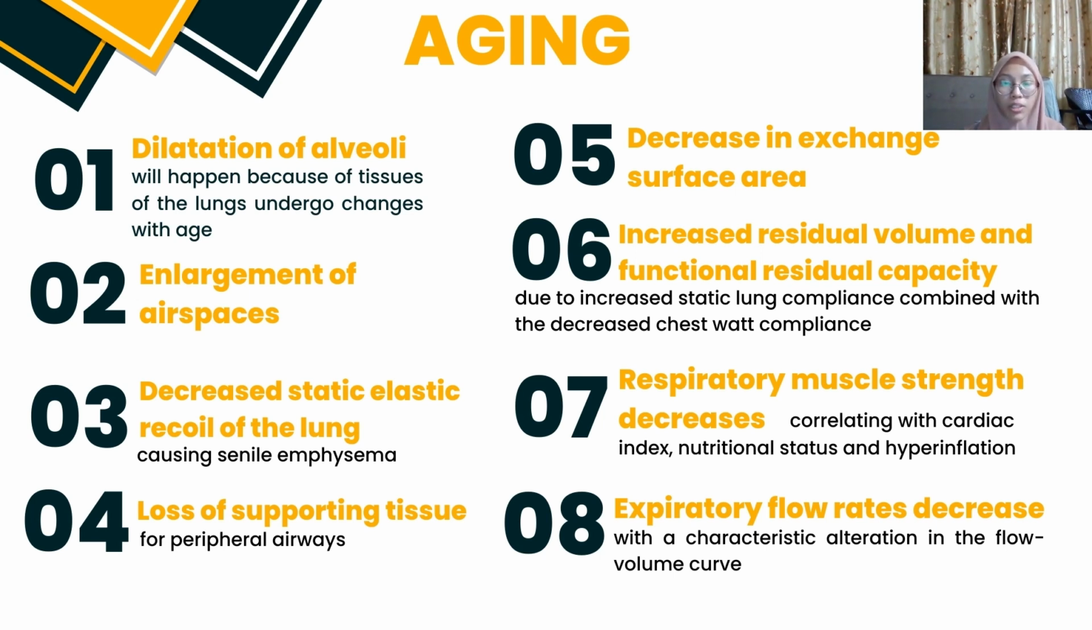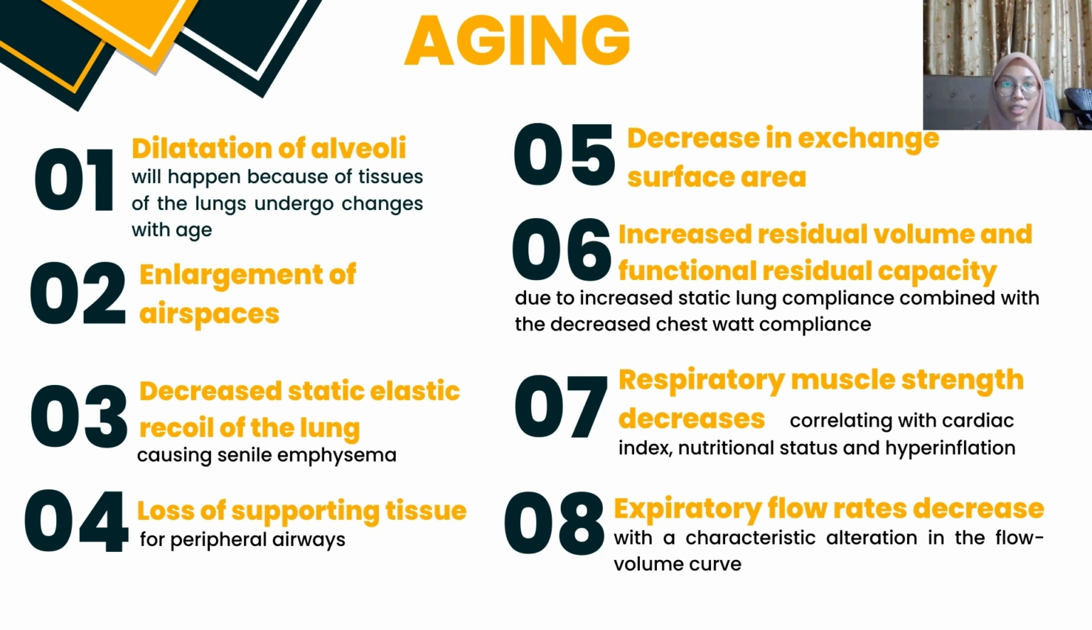Second, enlargement of airspace. Due to emphysema, the gas exchanging tissue of the lungs is widely destroyed, resulting in abnormally large airspace. Third, static elastic recoil of the lung is decreased because of elastin in connective tissue, and surface tension of the lung is reduced due to aging. This change will cause senile emphysema. Aging will also cause loss of supporting tissue for peripheral airways and a decrease in exchange surface area.